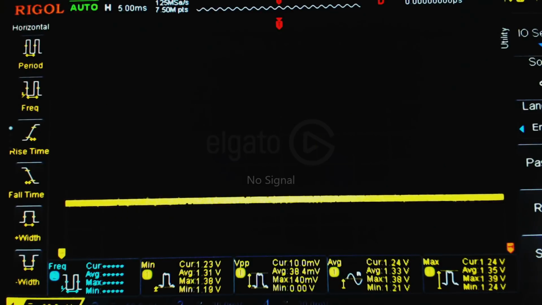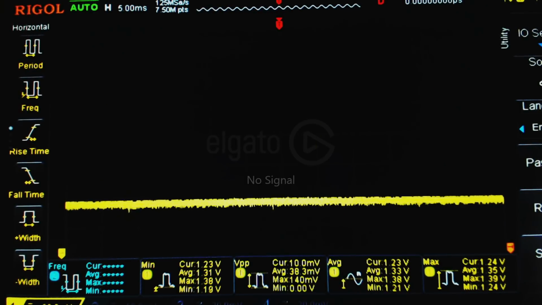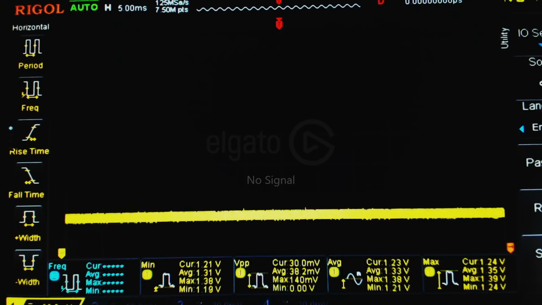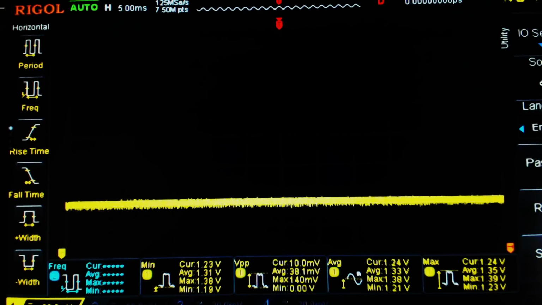Yeah, but if you're wondering, I'm actually seeing the oscilloscope overlay on this video. So if you can't see something because of the oscilloscope being in the way, I can't see it either.